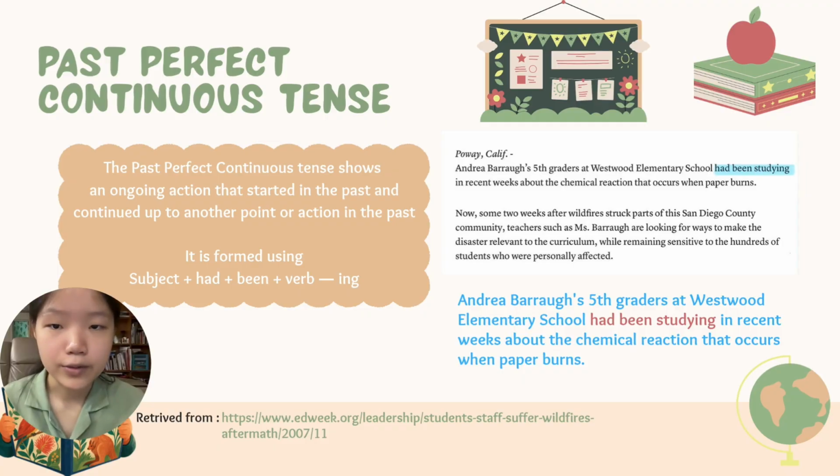Past perfect continuous tense shows an ongoing action that started in the past and continued out to another point or action in the past. It is formed using subject plus had plus been plus verb-ing. So look at the example.